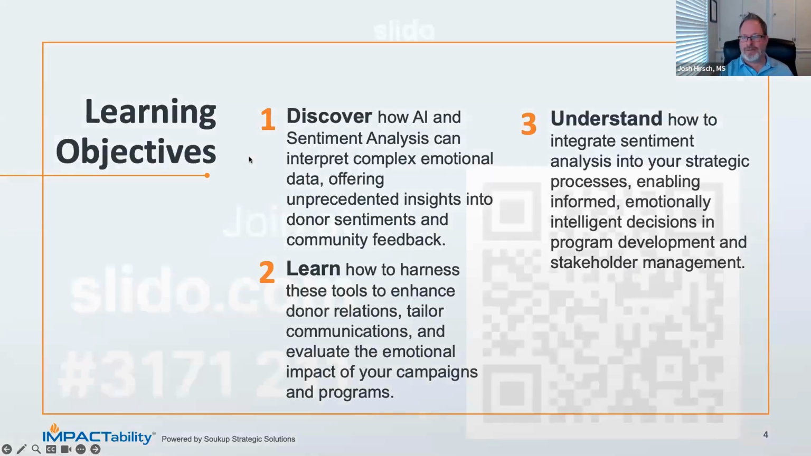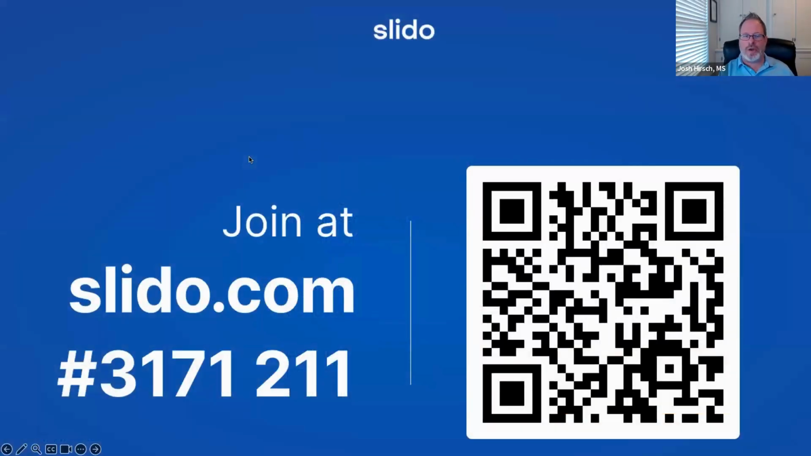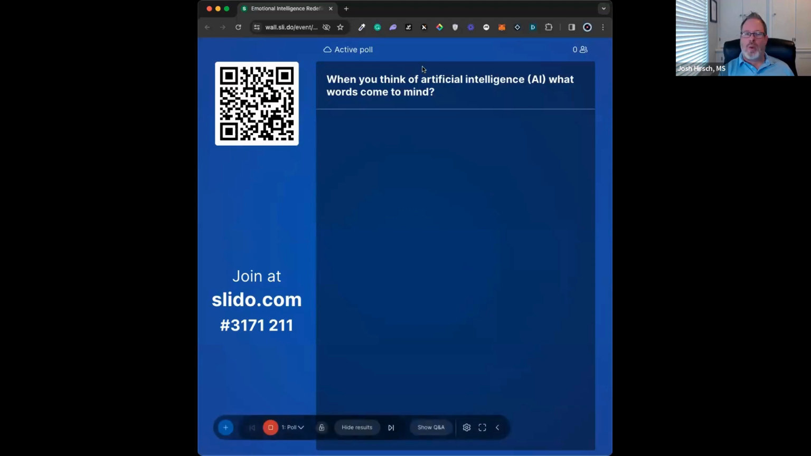All right, now it's the interactive portion of the show. So what I want you to do is, on your phone, scan that QR code, or go to slido.com. And let me open up the share window here. I want you to answer this question. Like I said, go to slido.com and enter the code 3171211, or scan that QR code. And I want you to answer, when you think of artificial intelligence, AI, what words come to mind?